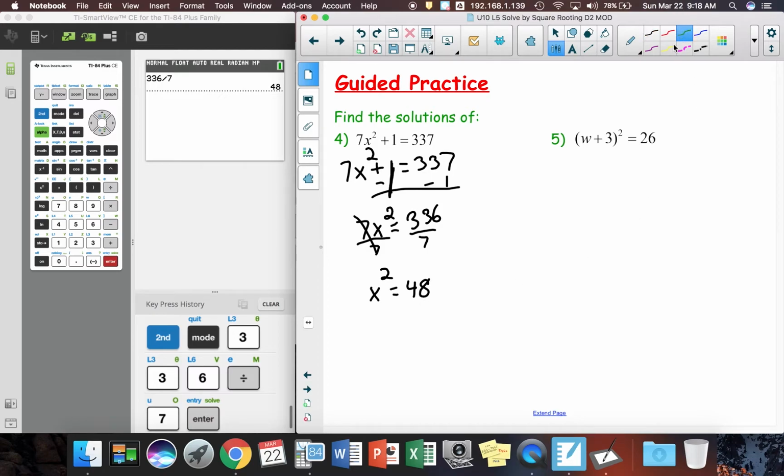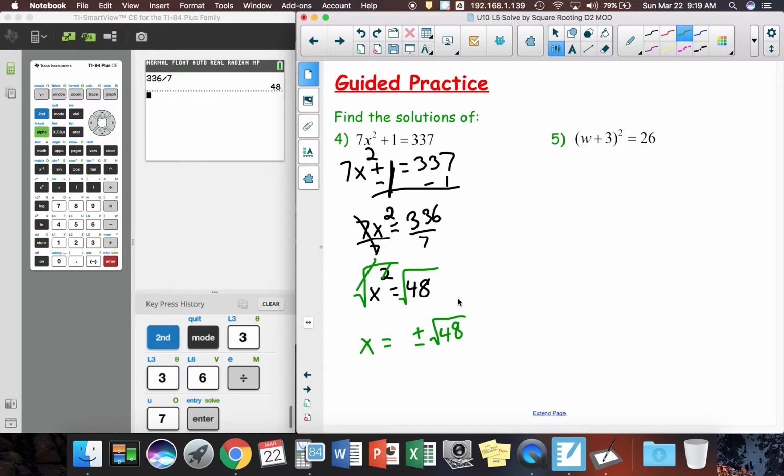Next step is that I gotta get rid of this square. As we know, opposite of square is square roots. So I take the square root of both sides. This and that cancels. I'm left with x equals, and I have square root of 48. Now remember, since we took the square roots, plus or minus, square root of 48. And that's our answer. Or is it?